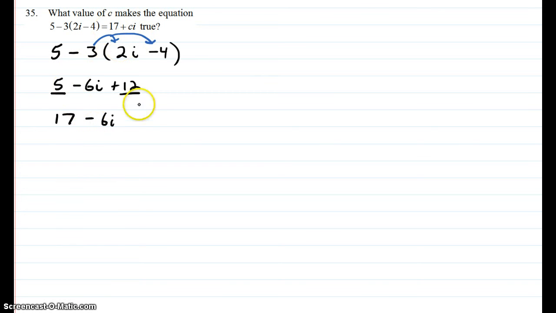And so now I'll go back to the question, because there's nothing else I can do here. We want to know, so the left side simplified to this, and the right side given was 17 plus ci. So c is just an unknown. Well, now we know what it is. So c would be negative 6.